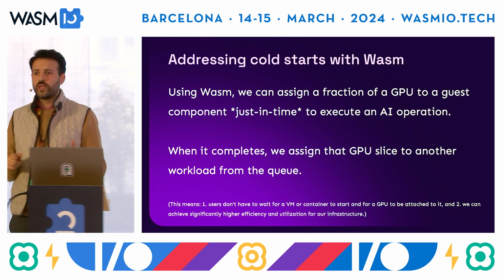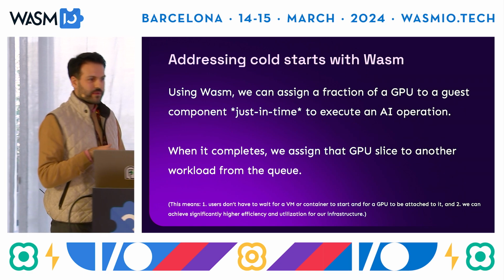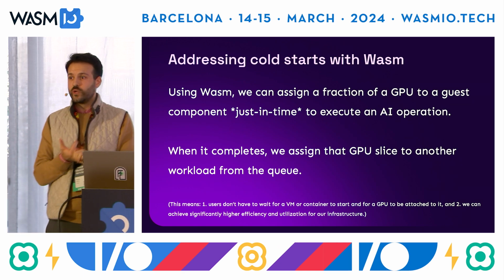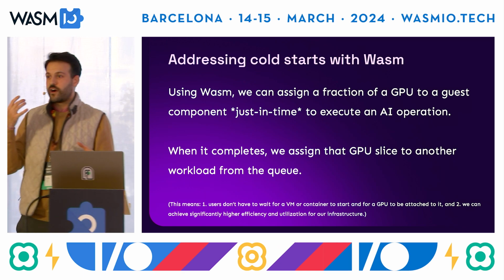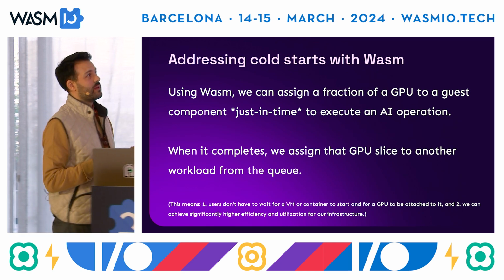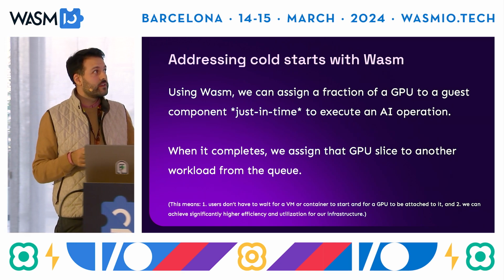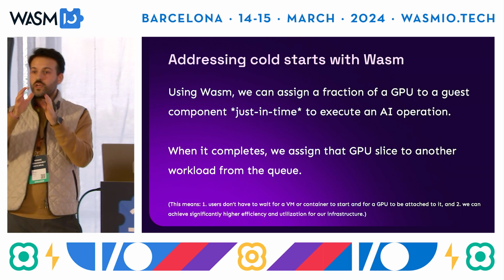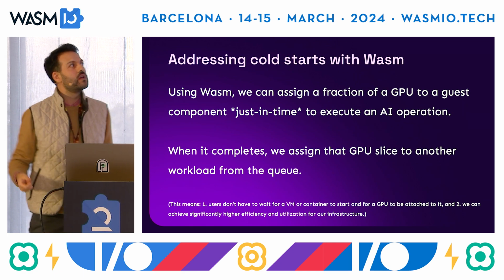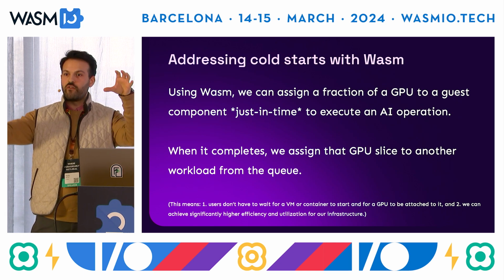So is there a way that we can try to address this problem using WebAssembly? Well, what we've learned about WebAssembly for the last couple of days here at Wasm.io is that it's really small, it's portable, and it starts really, really fast. All of those sound like things that could address some of our problems. So what we've done with the language model implementation in Spin for inferencing is use WebAssembly and component interfaces as the contract between the guest application and host components. We can assign essentially a fraction of a GPU for the duration of a request.